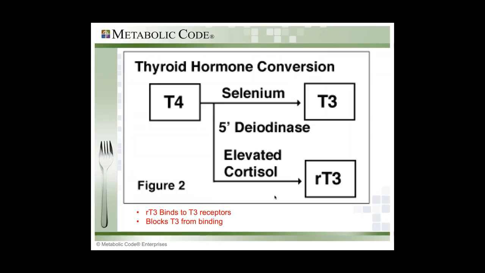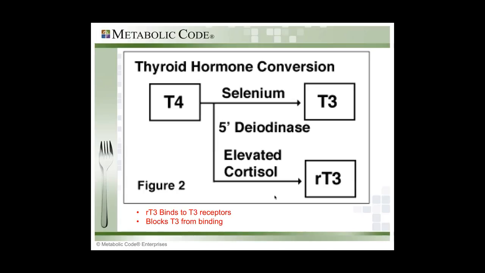the fact that thyroid hormone conversion is affected by cortisol. You see here, this chart shows for T4 to get converted to T3, one of the key nutrients you need is selenium. Selenium activates the 5-deiodinase enzyme that takes off one of those iodines and gets that hormone converted to T3, which is the most active form, the form that attaches to thyroid hormone receptors on cells and gets all the processes of the cell started in motion.